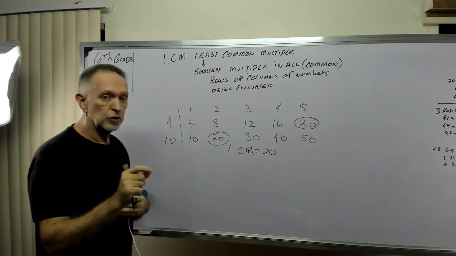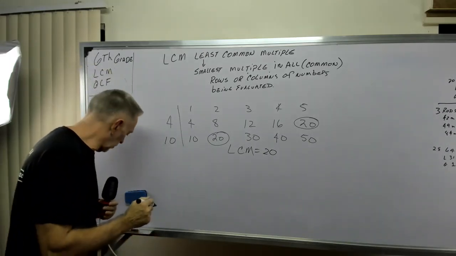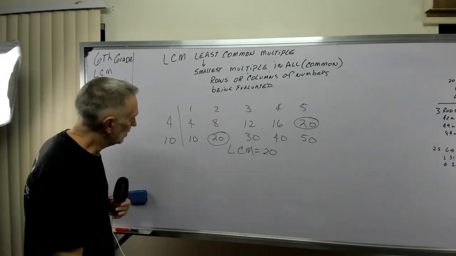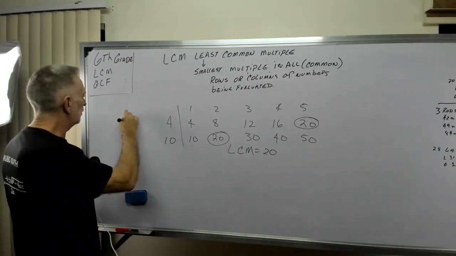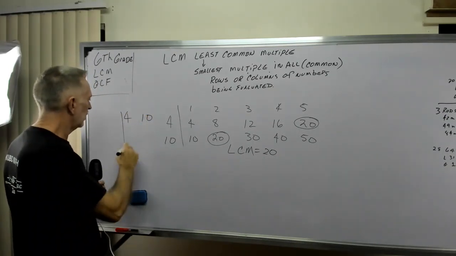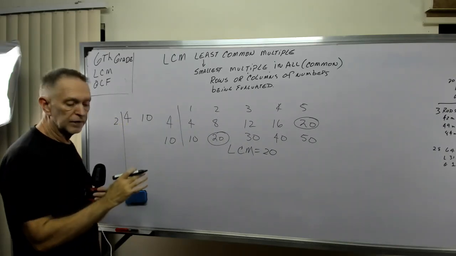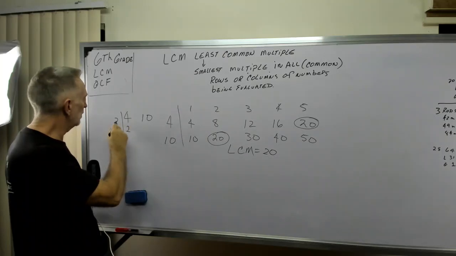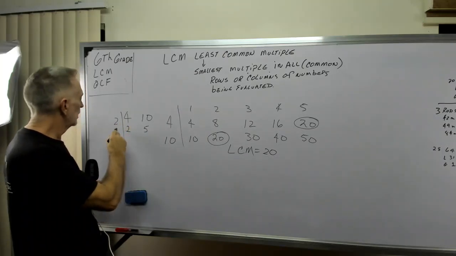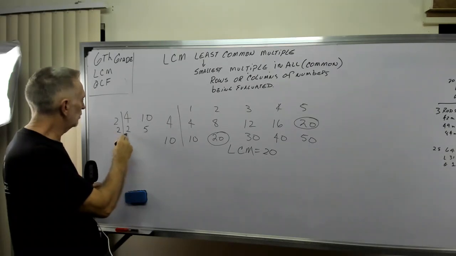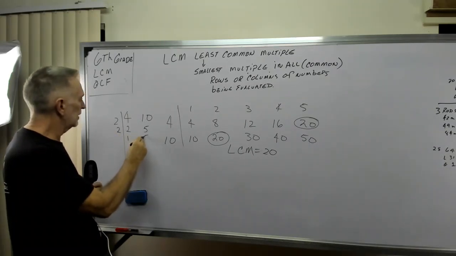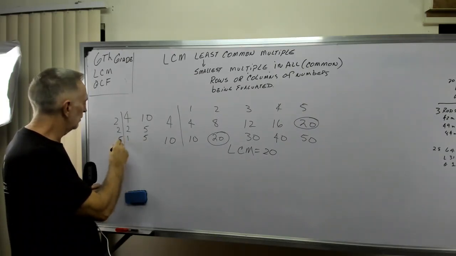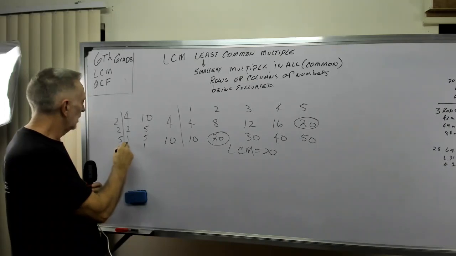Okay, let's use the method that we've been using. I have a 4 and a 10. They're both even, so I'm going to divide by 2. 4 divided by 2 is 2. 10 divided by 2 is 5. I'm going to divide again by 2. 2 divided by 2 is 1. Bring down the 5. 5 divided by 5 is 1. And bring down the 1.